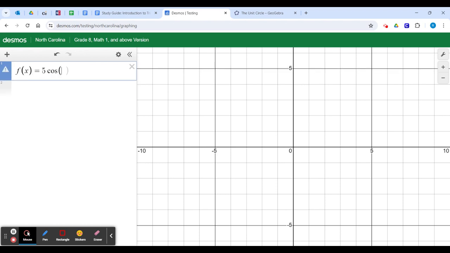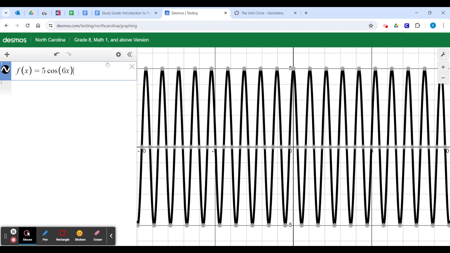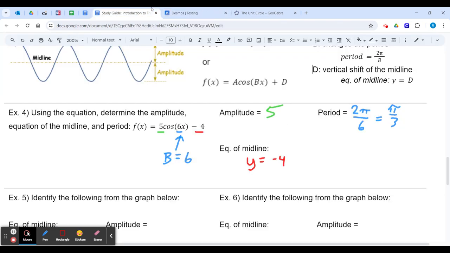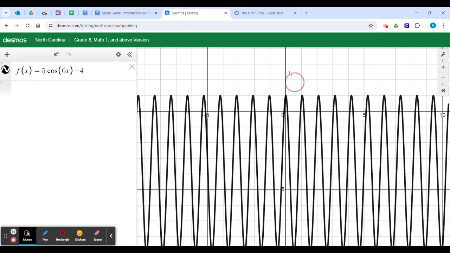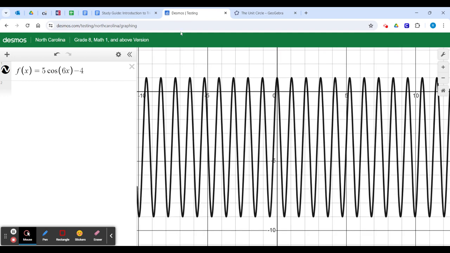We get 5 cosine of 6x minus 4. And if I zoom down here, I'm going to throw my midline on here that we said was y equals negative 4, just to visualize it. We're saying that our midline's at our red line, and if I look, it seems like it cuts that in half perfectly. I can count up from the midline 1, 2, 3, 4, 5 spaces, or down 1, 2, 3, 4, 5 spaces.